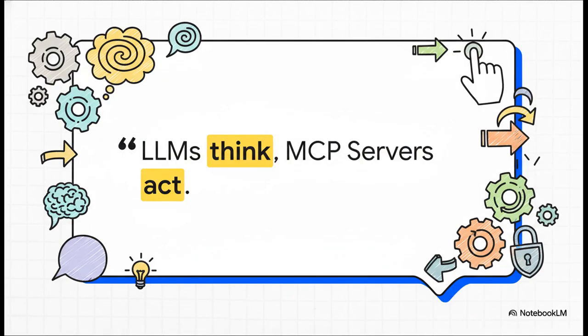So look, if you take away just one single thing from all this, make it this sentence. LLMs think, MCP servers act. It's that simple. That phrase just perfectly nails the entire philosophy here. We let the big, powerful language models do what they're amazing at, thinking, reasoning, planning. And then we let the MCP server do what it was built for, to safely and reliably take those thoughts and turn them into action in the real world. It's this clean separation that's paving the way for a much smarter and much safer AI-powered future.